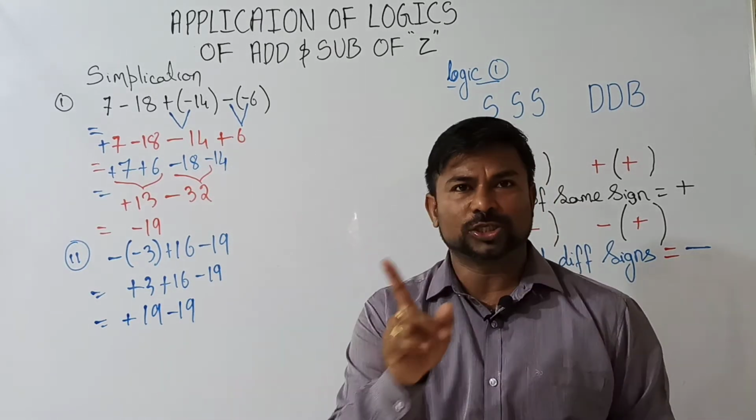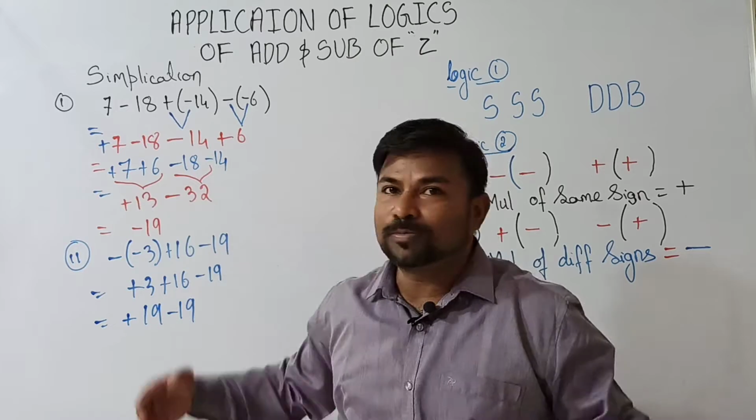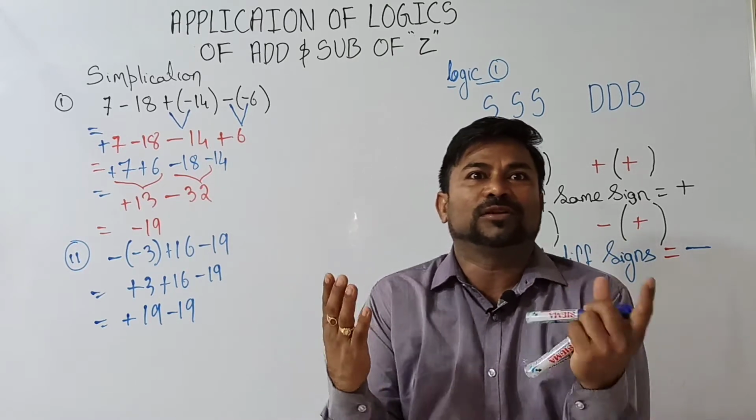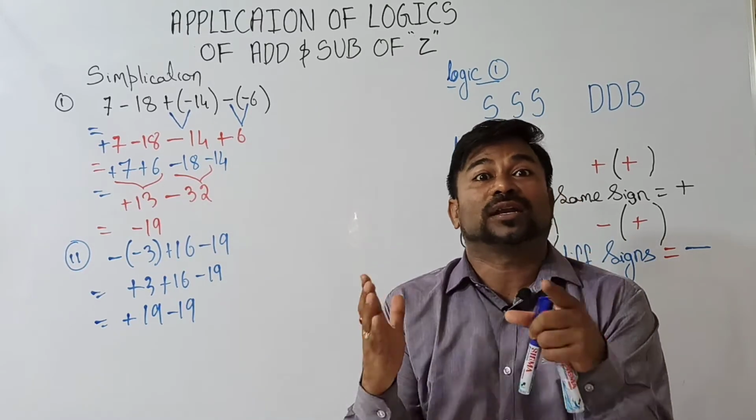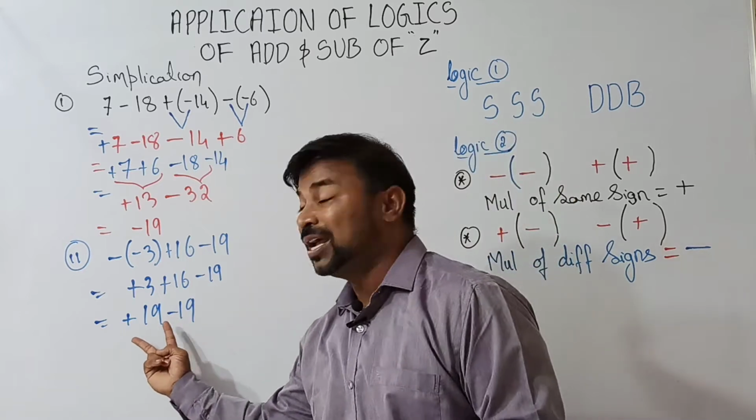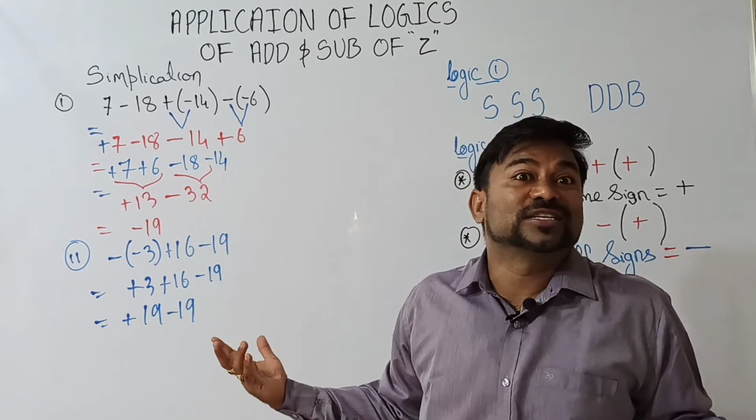Are we doing multiplication? No. Sir, how do you know? There is no bracket there. If you have a bracket, then only we multiply. Now here the signs are different.